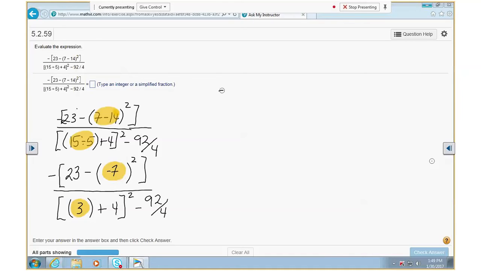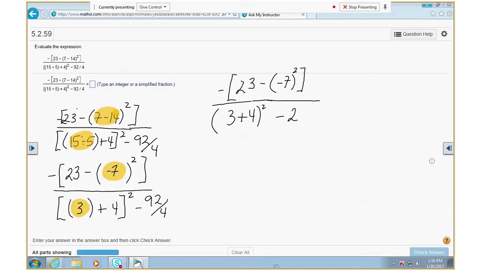So that's going to be negative, parentheses or brackets, 23 minus, and I'm going to just go ahead and put negative 7 in there. 3 plus 4, close, oops, that looked wrong. 4 squared. And I'm going to go ahead and do this. 4 will go into 92 how many times? 23. Okay, you can do it that way too. It'd be 23, won't it? Okay, now we're there. Now let's do exponents.